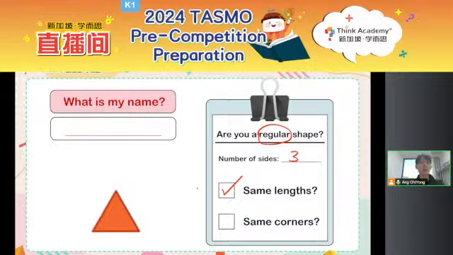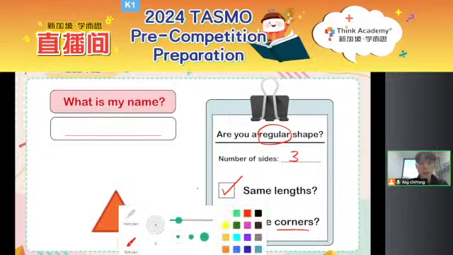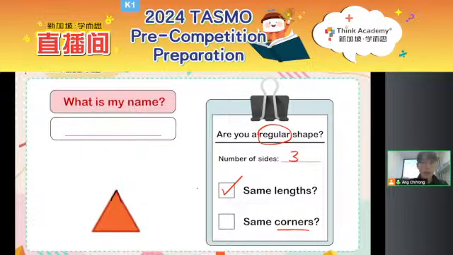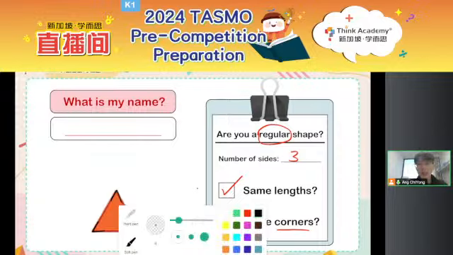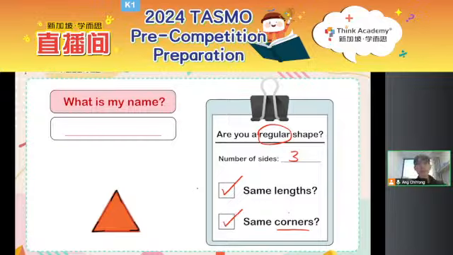What are corners? Corners are the sharp parts of the triangle. So over here, let me use a different color. Sharp part here. 1, 2, 3. There are 3 corners. So are these corners all the same? Okay, so you see, they all are a little bit narrow, right? They all look the same size. So I say they are same corners. Now, if we take these two, they have same length and same corner, that means they are a regular shape.